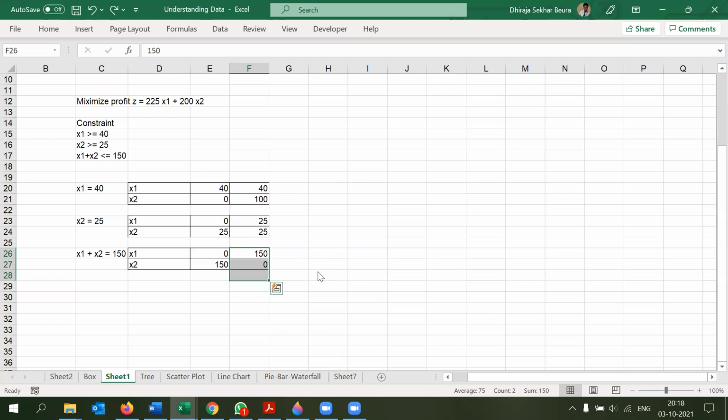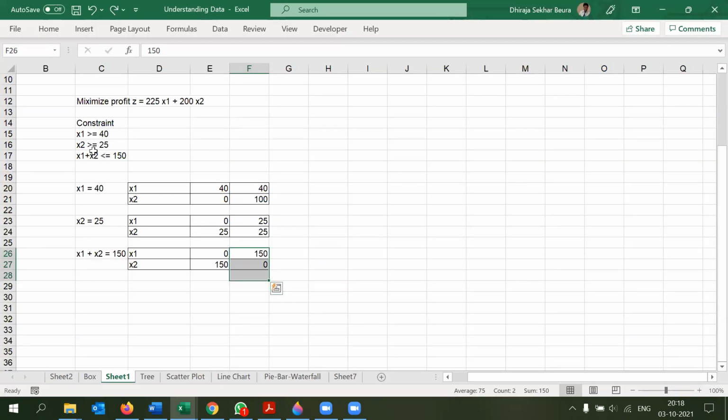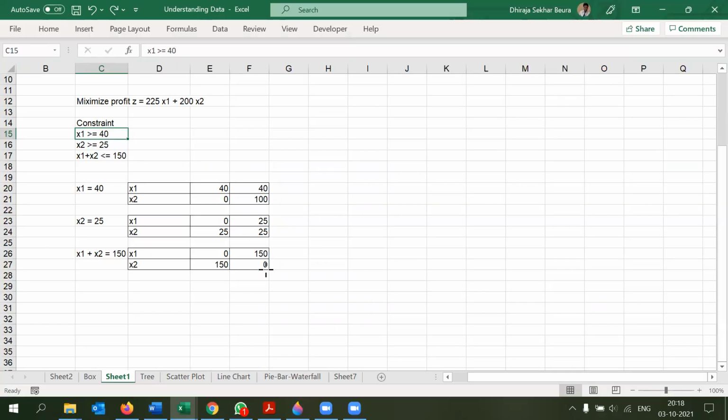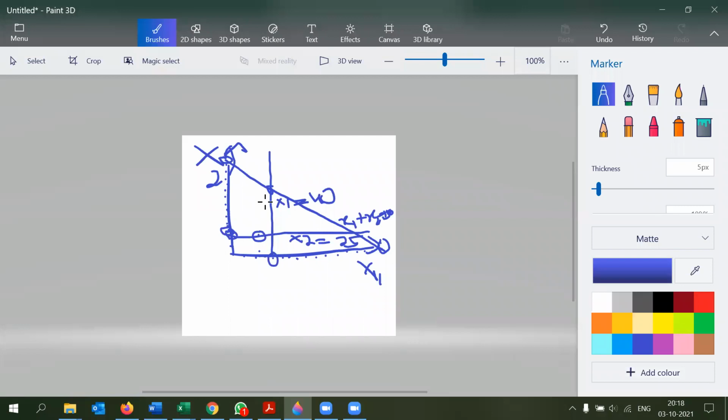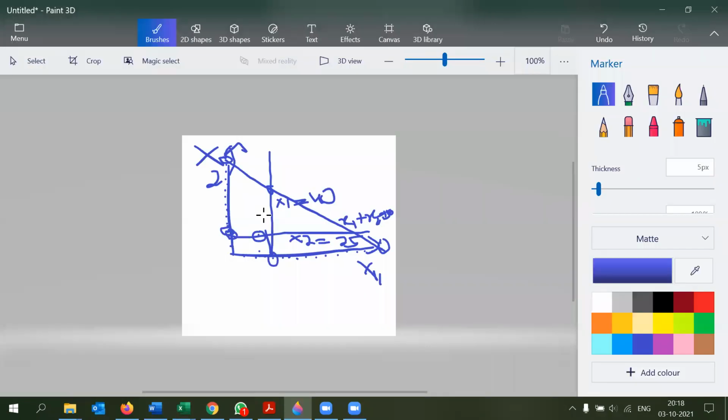The next step is to draw and find out the feasible area. How will you find the feasible area? This is the way. If the equation is more than or equal to 40, your feasible region will be on the other side of the origin. What I mean to say is this. Your x1 equals 40 is which line? You have already mentioned this line, right? This line. Correct. Now, if it is more than or equal to, your feasible region will be on the other side of the origin. Origin is on which side? This side, right?